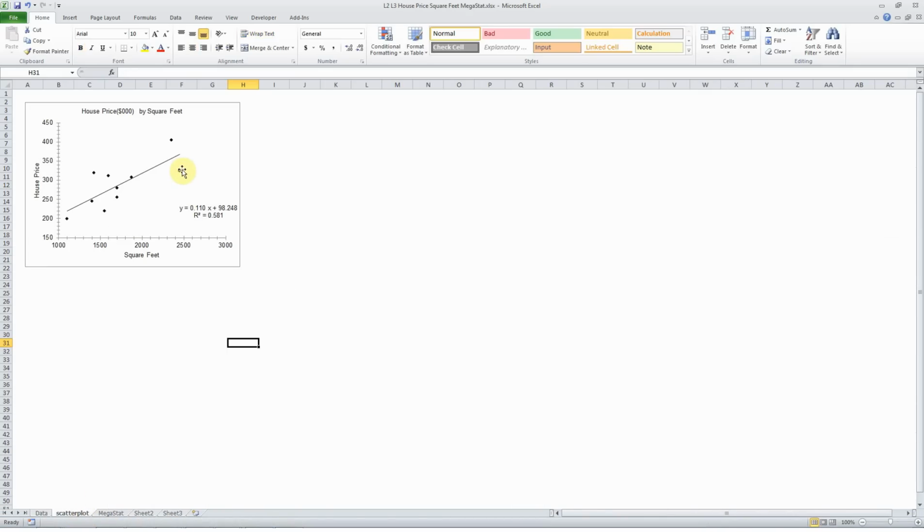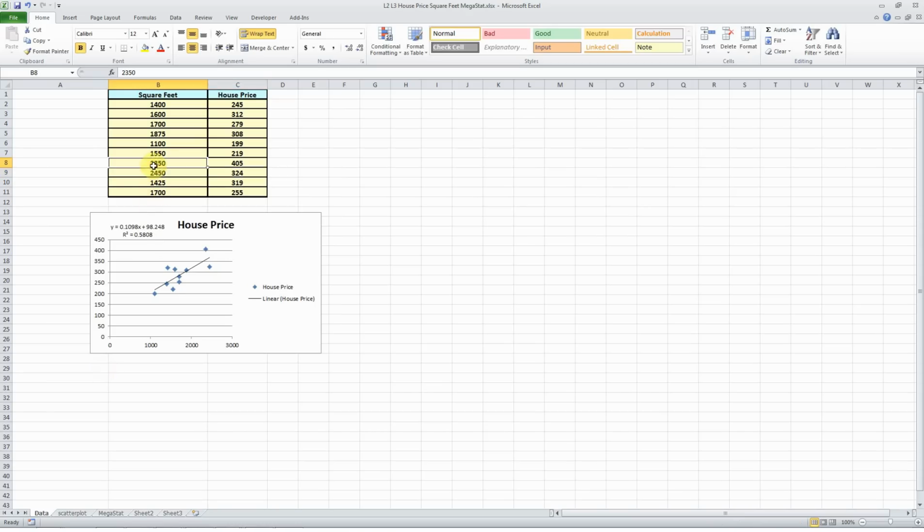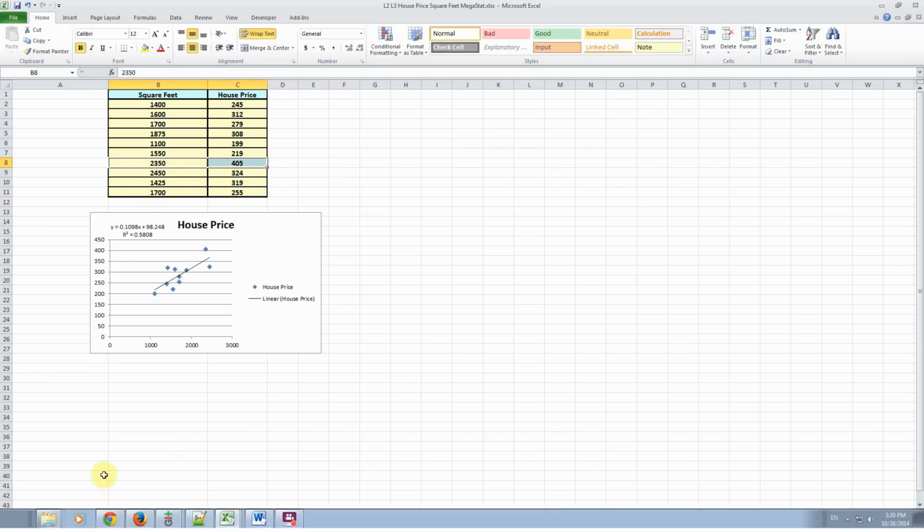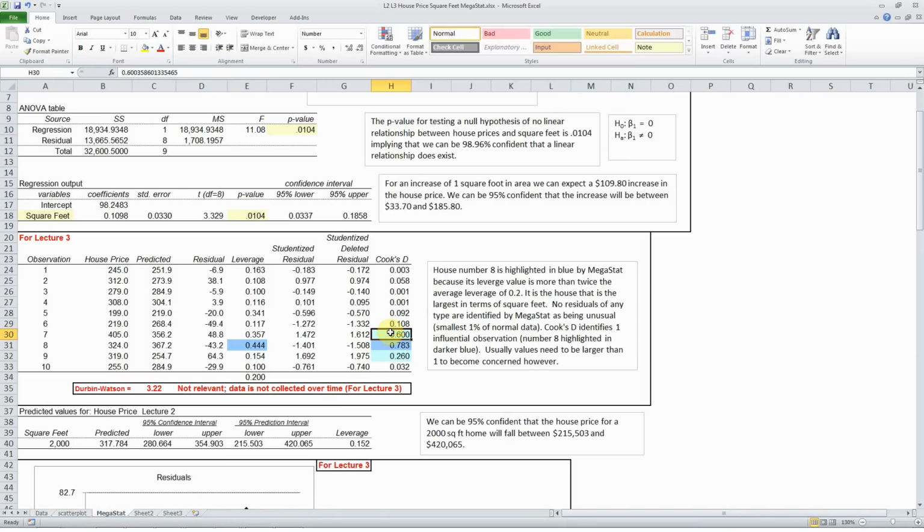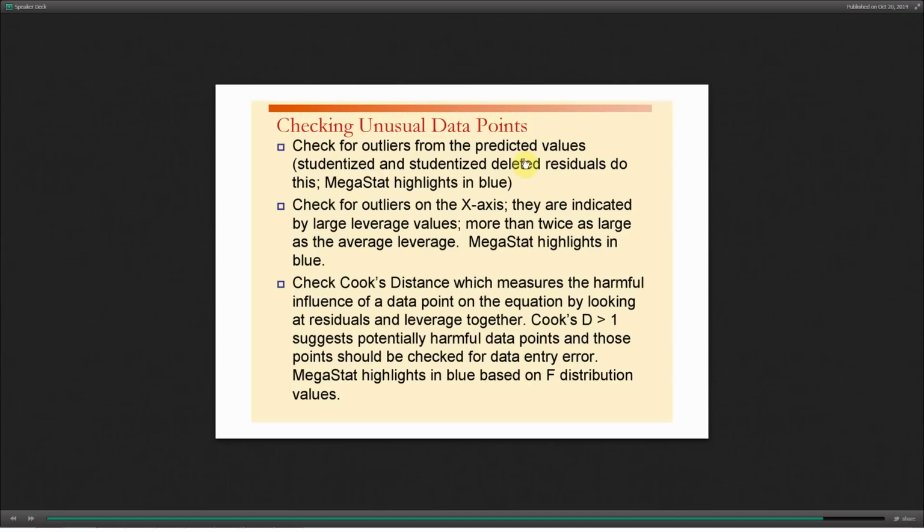Wouldn't be surprised if this is the other unusual point. So this is 2350 and 405. So that's observation 7. And going to Megastat, you'll see that observation 7 also has a fairly high Cook's distance. But these are not ridiculous. It's only over 1 that we'd really worry about. So in this case, we don't really have anything terribly unusual. Okay, going back to our values. Let's see.